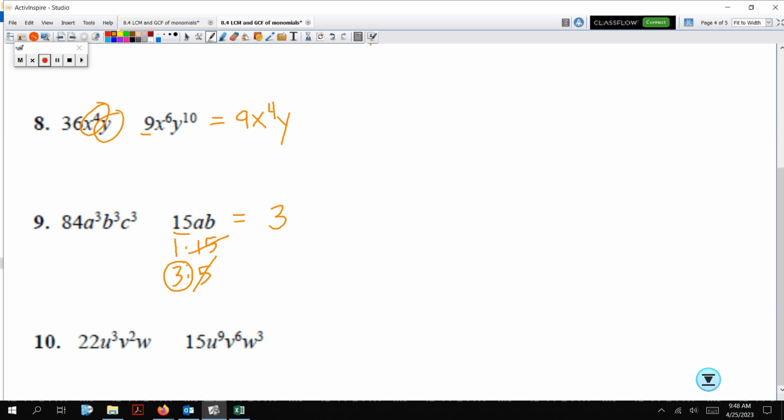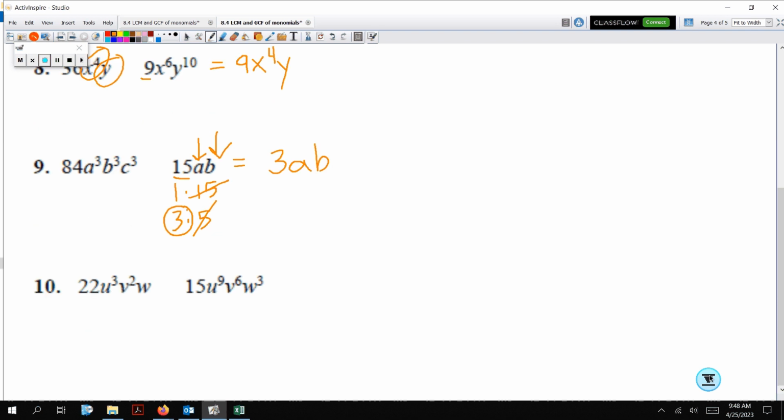Now, when I look at my variables, I take the smallest. So this A, 1A is the smallest. This 1B is the smallest. And there is no C's. So guess what? No C's is the smallest, then 3 C's. So 3AB is my greatest common factor. If they don't have a common variable, it's not like LCM, okay? It's the complete opposite. If they don't have it in common, then it's not happening for the greatest common factor.